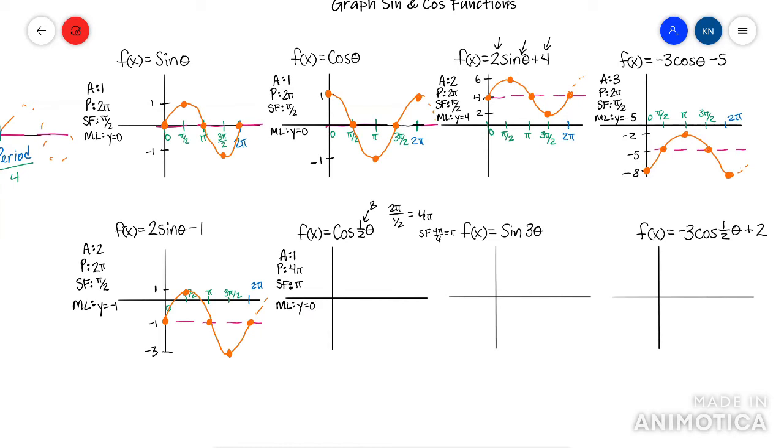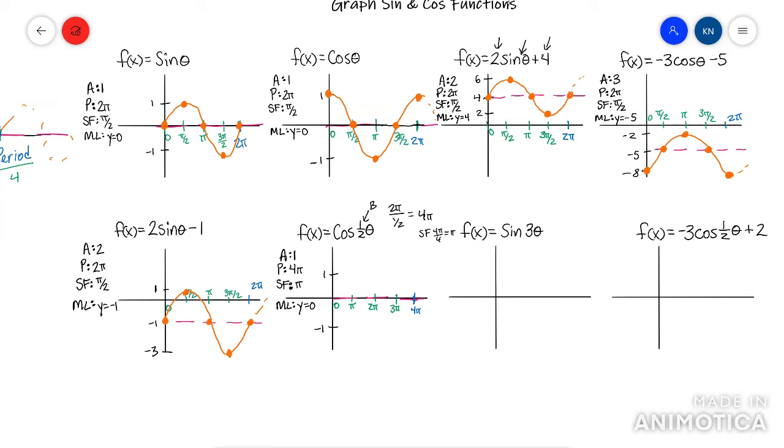So let's look at what this one looks like. I've got my midline at 0, that's here. I've got an amplitude of 1, so I'm going to go up 1, down 1 off of that midline. I've got a period of 4 pi now, and my scale factor is different. It goes up by pi each amount. So it'd be pi, 2 pi, 3 pi, 4 pi.